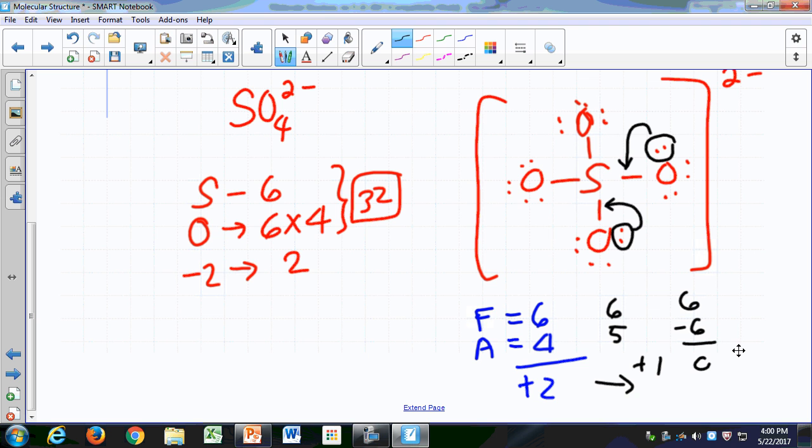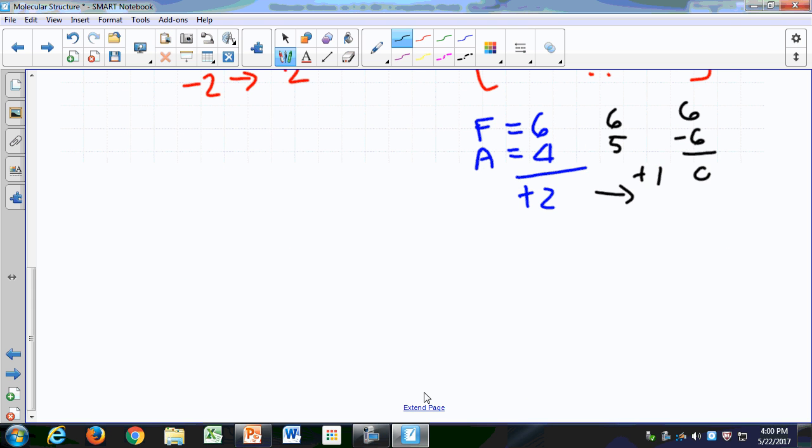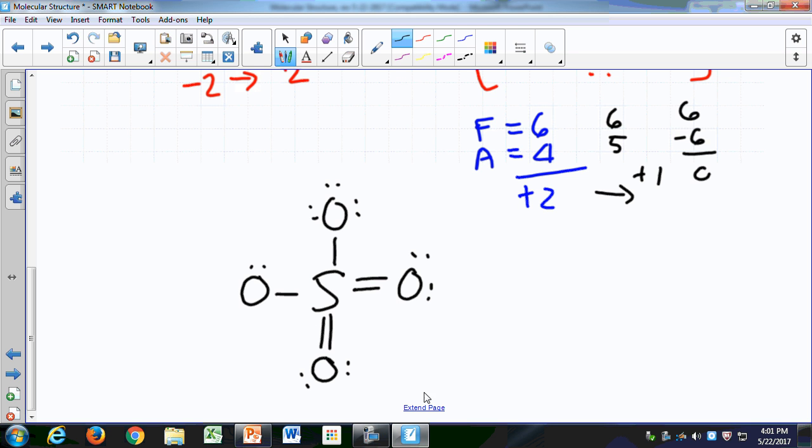So you can get a 0 formal charge on the sulfur if you put 2 of those lone pairs to make double bonds between the sulfur and the oxygen. So the structure looks like this. Now I only have 2 lone pairs on this oxygen, a double bond between this sulfur and the oxygen with only 2 lone pairs, and then this oxygen still has 3 lone pairs, and this oxygen still has 3 lone pairs. We'll have a 0 formal charge on the sulfur with a -2 charge.